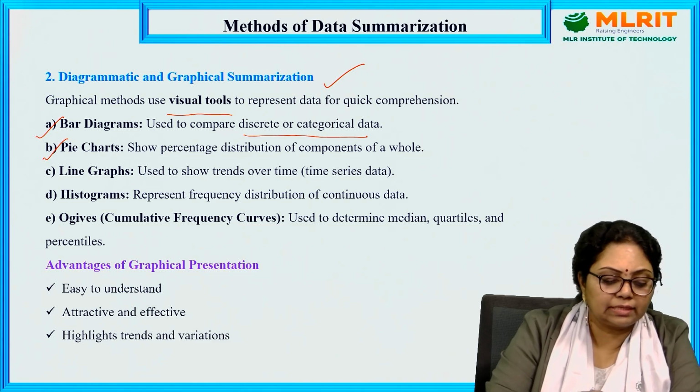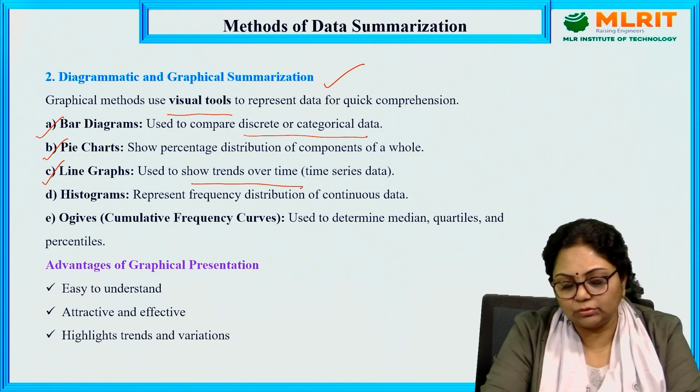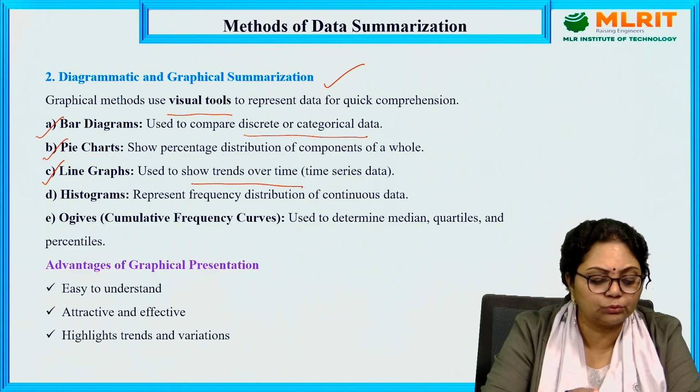Next, line graphs. Line graphs are generally used to show trends over time, usually time series data, say from year to year, or every 2 years or 5 years.